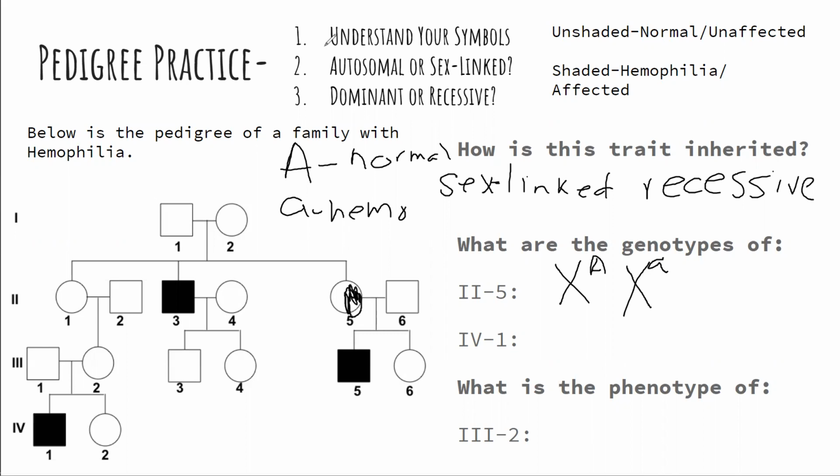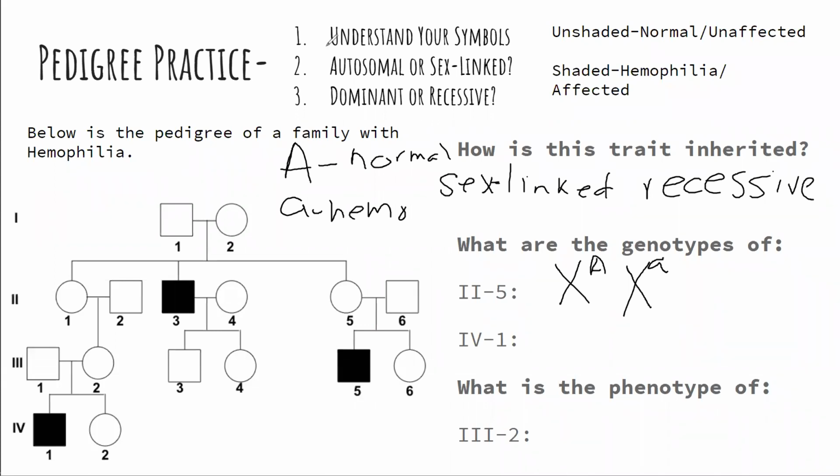Ugh, and I can't even do it now. But she would be a carrier. How do we know she was a carrier? Because she's not affected, but her child is affected, which means she had the ability to give one recessive allele to her child. Okay.